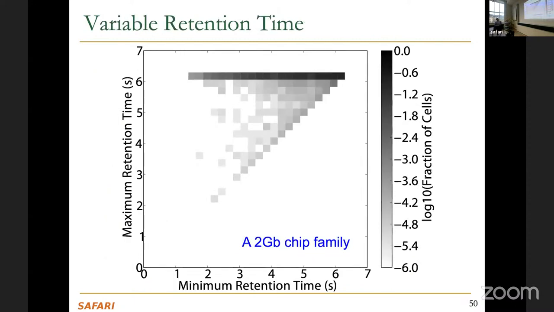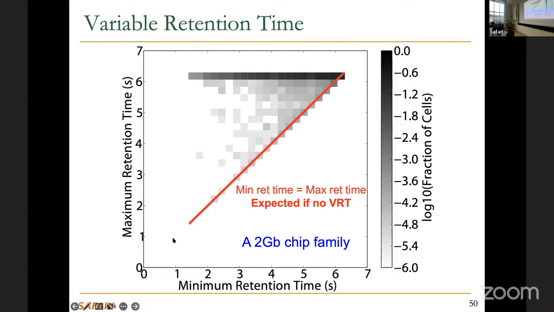Let's summarize for a particular chip family from manufacturer A. On the x-axis, we see the minimum retention time. On the y-axis, we see the maximum retention time. We plot the density of the population of cells that fall into a particular minimum and maximum retention time point. If there were no variable retention time, we would expect every single failing cell to fall on the x equals y line, because the minimum retention time should be the same as the maximum retention time.